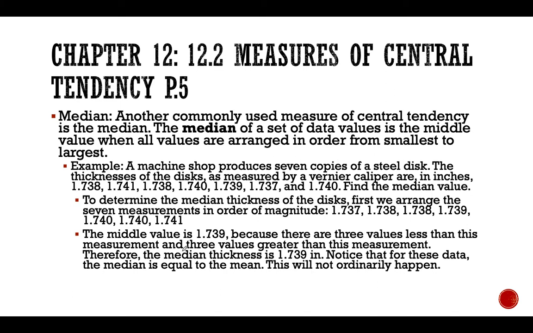Find the median value. So first, to determine the median thickness, we have to arrange them in order of magnitude from smallest to largest. So we arrange them from smallest to largest. The middle value is 1.739 because there are 3 values less than this measurement and 3 values greater than this measurement. So the median thickness is 1.739.